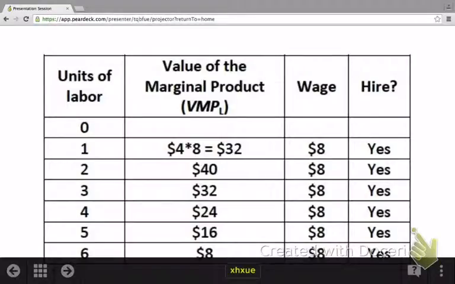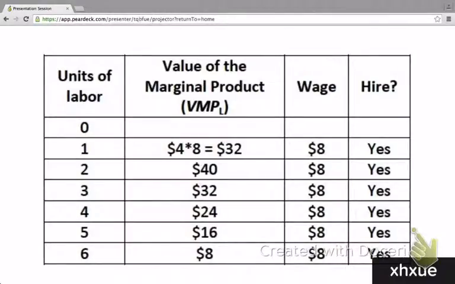But let's go back to the lemonade market. The wage now has returned to the original level of $8, but the price of lemonade is now $4 per cup. So we multiply the number of cups that each worker produces by $4 now instead of $2. So the value of the marginal product of labor has increased because the price of the good or service it is used to produce has increased.